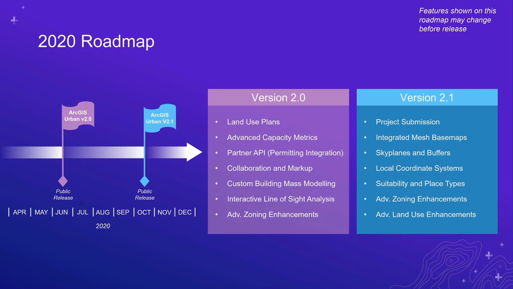And ArcGIS Urban 2.0 is targeted for release just before UC in June. 2.1 tentatively is targeted for October. As always, my safe harbor statement. Features shown on this roadmap may change before release. They may flip around between 2.0 and 2.1, depending on resourcing and what's more difficult. But this is what we're focusing on for the year.